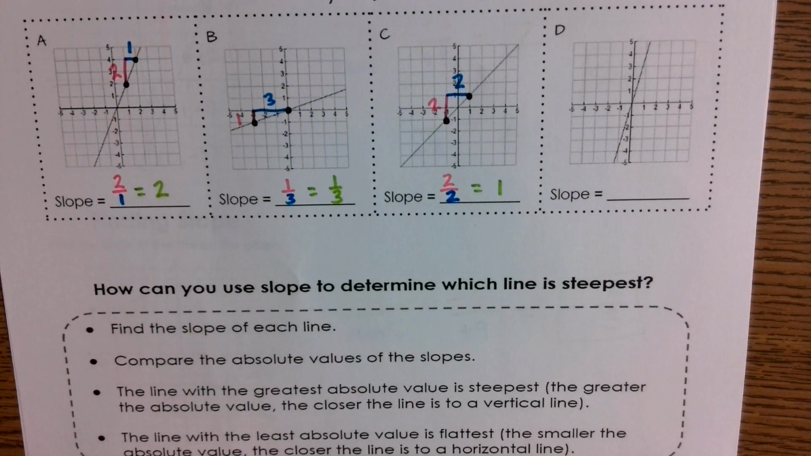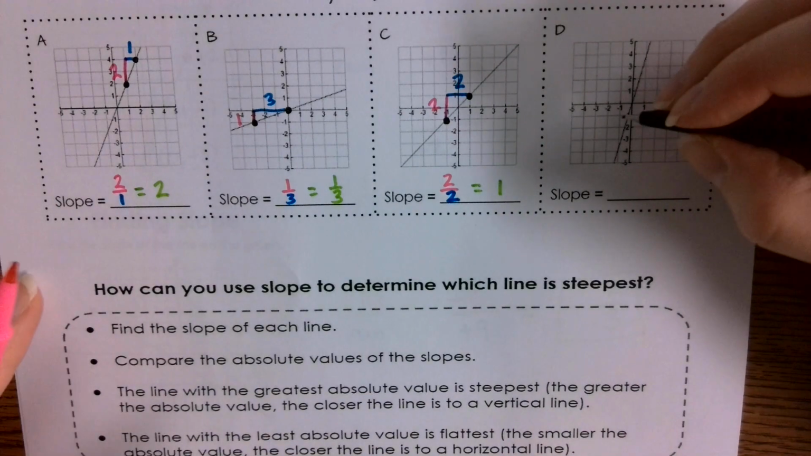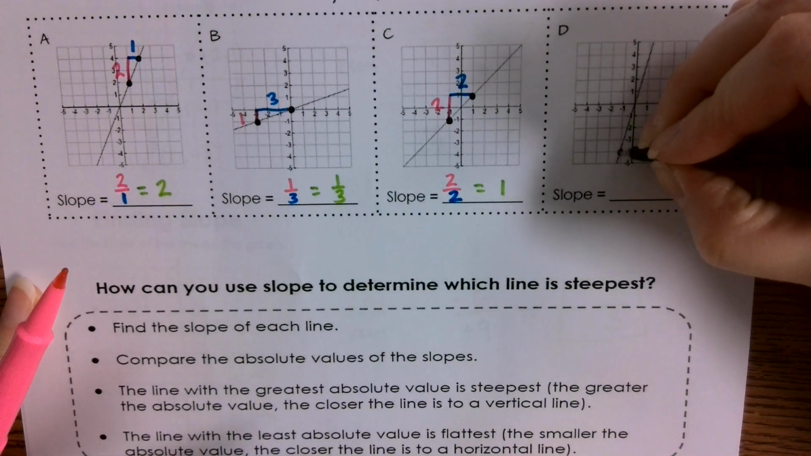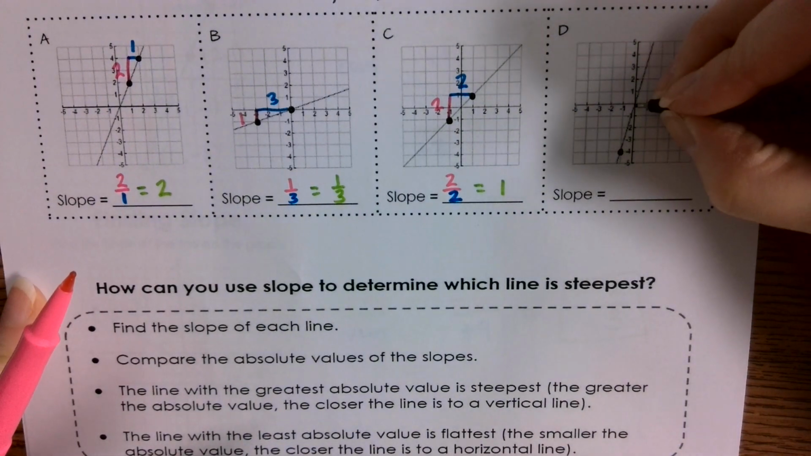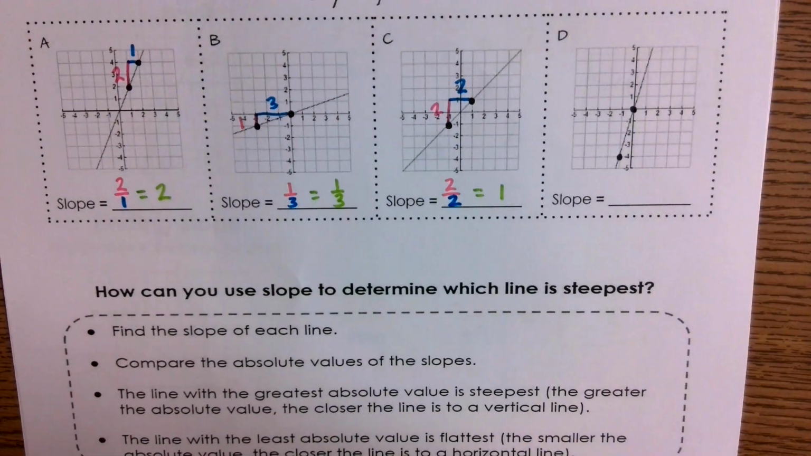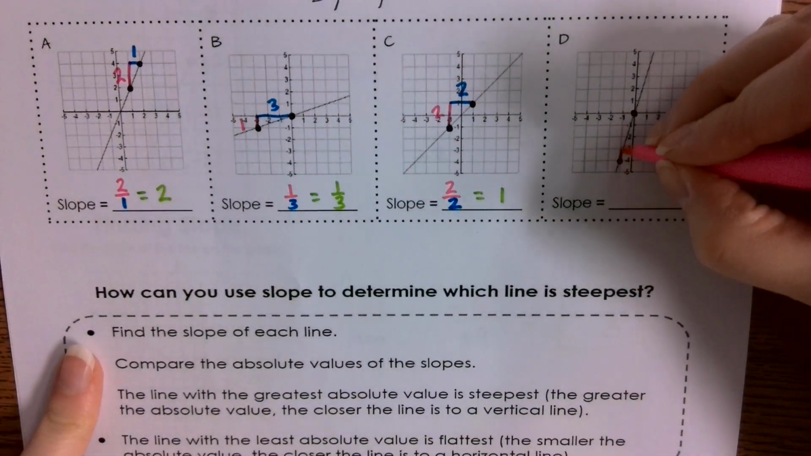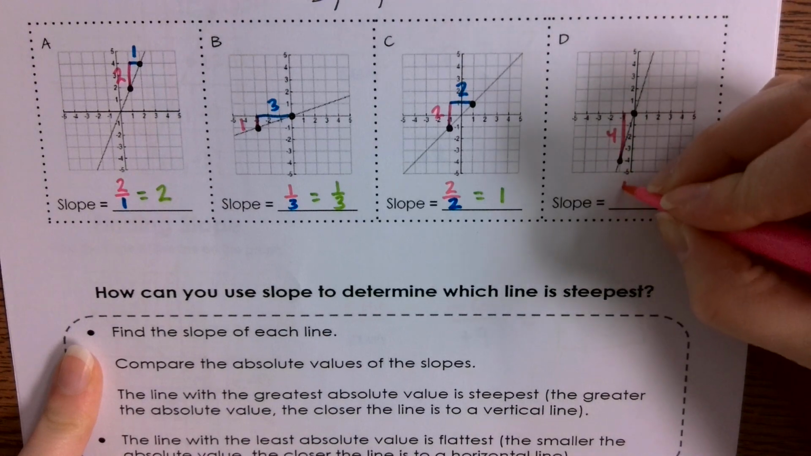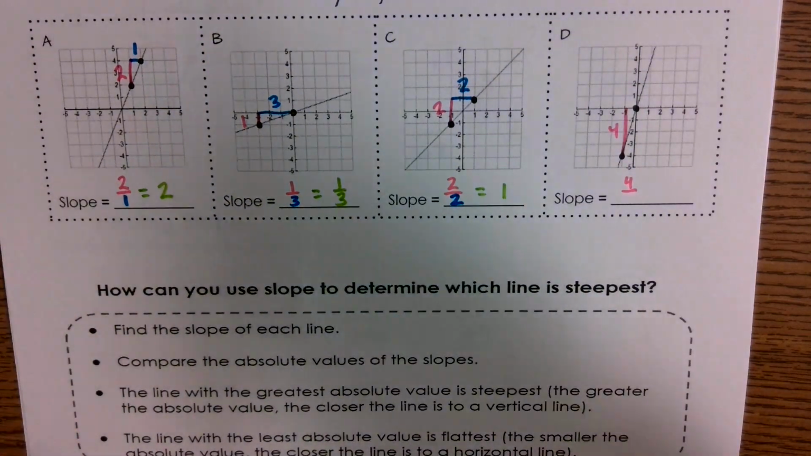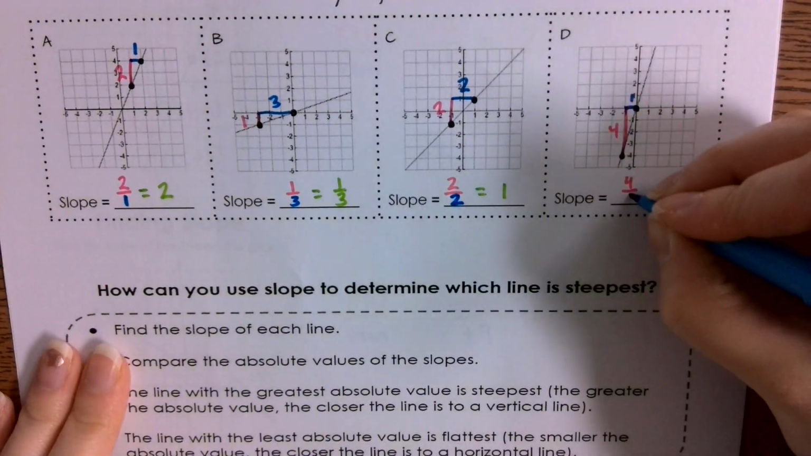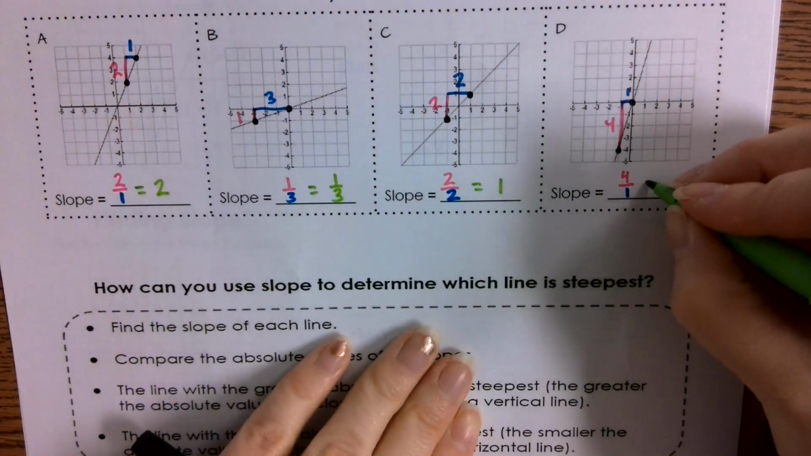Okay, and then for my last one, my most steep, I have a point here at -1, +4, but I also have a point here at 0, 0. So that has a rise of 4 over a run of 1, which just simplifies to 4.